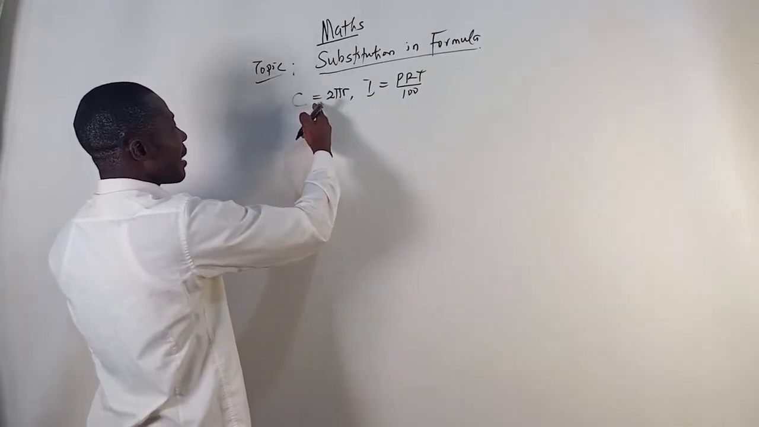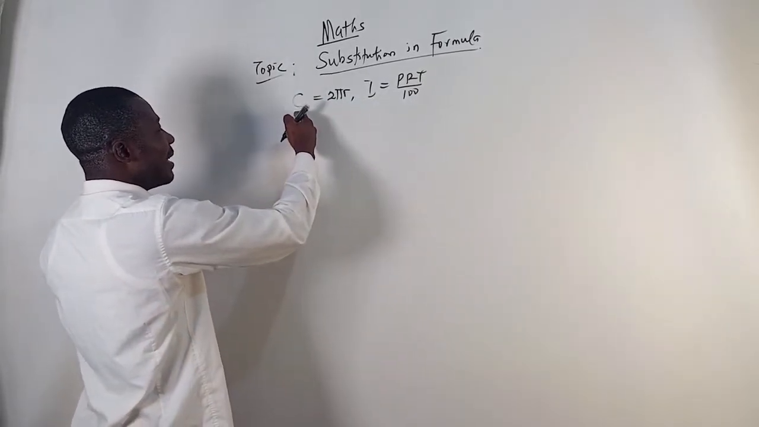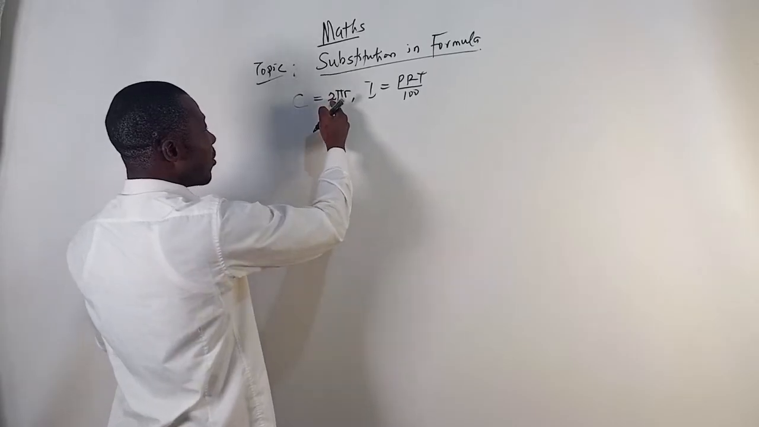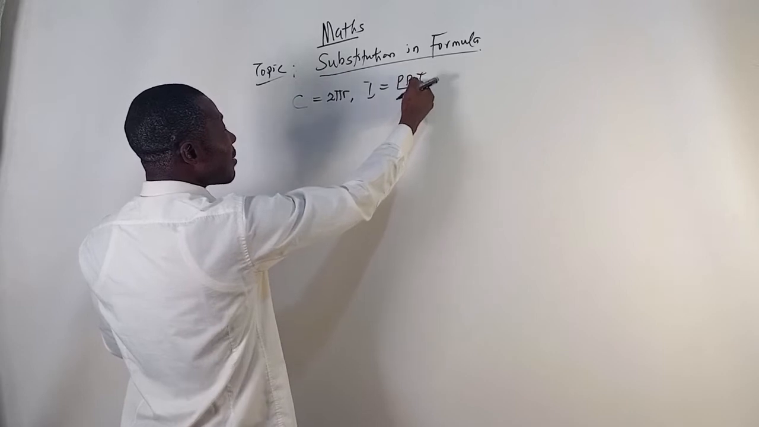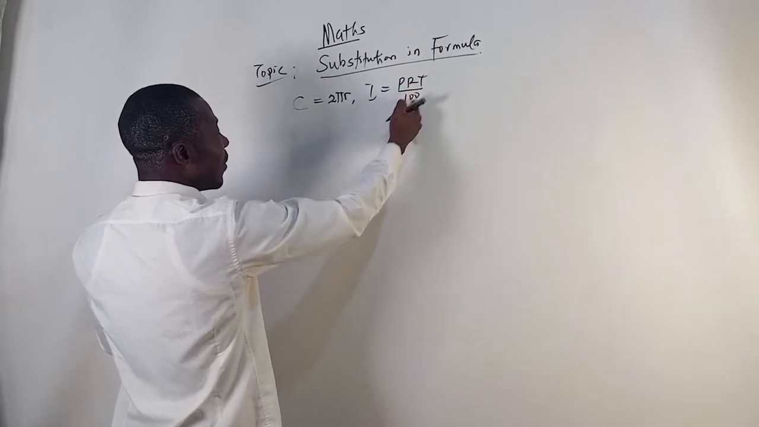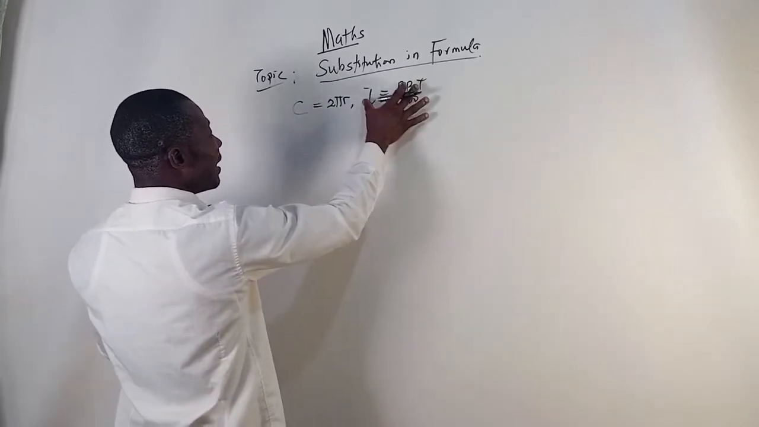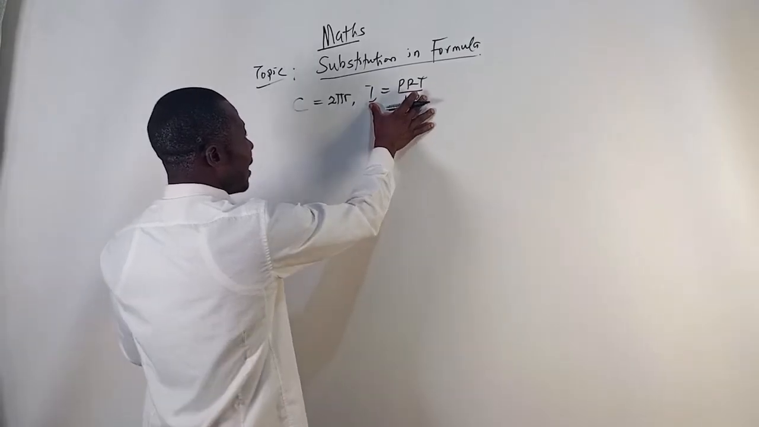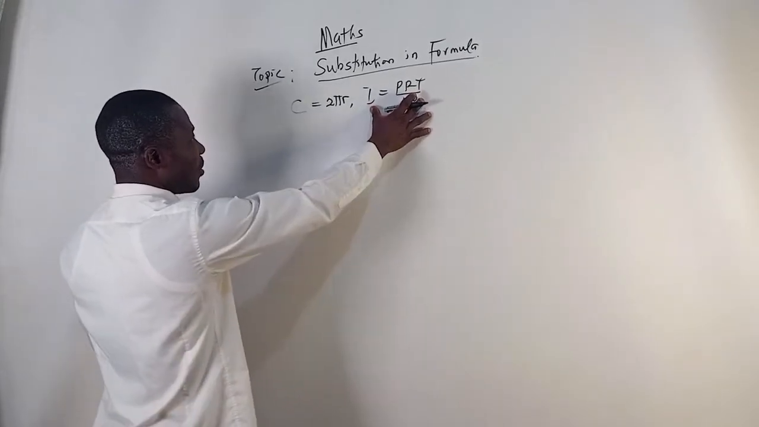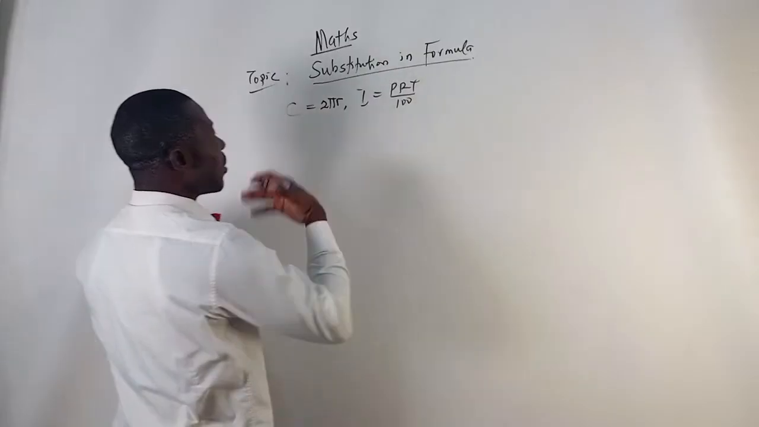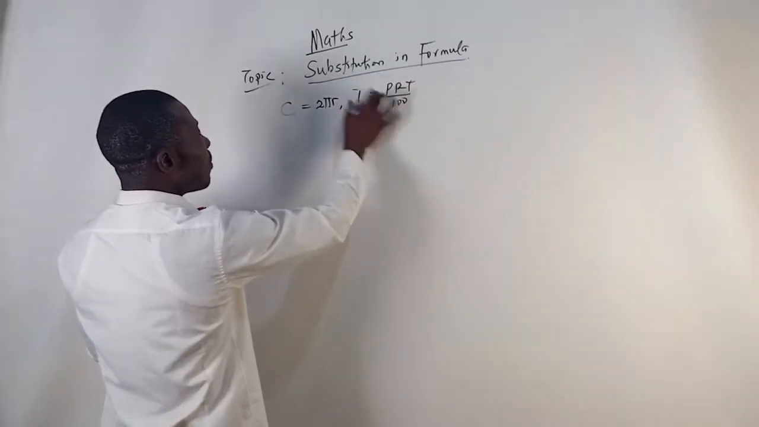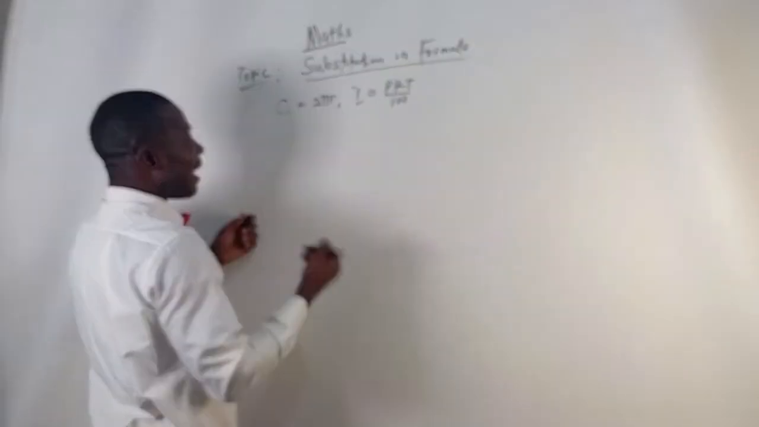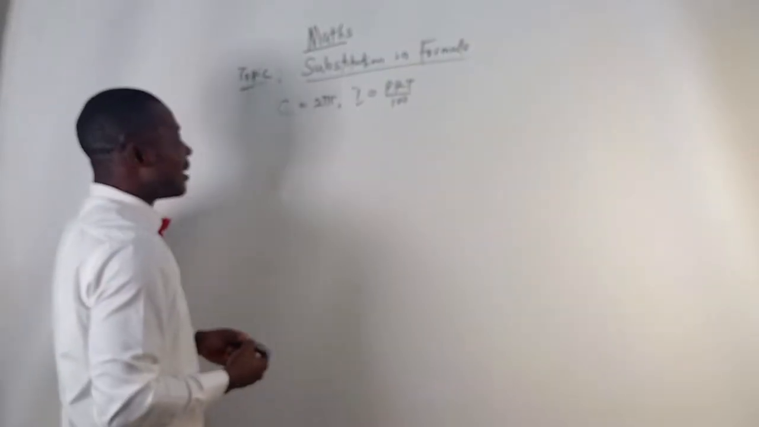The formula can come in the form of letters and figures. All these ones are letters. Sometimes we call them variables, together with figures. So this is what we mean by equation. It has gone beyond an expression. In a situation whereby we are given some values to input here, that's what we mean by substitution in formula. And we'll just take some examples related to this topic.